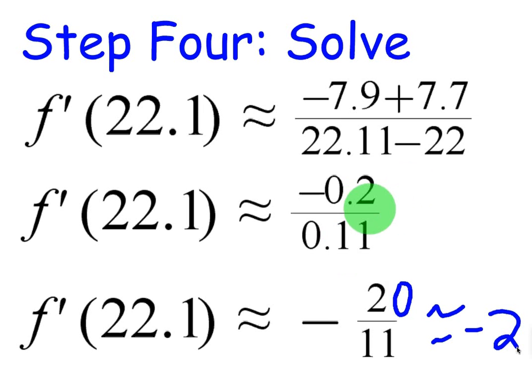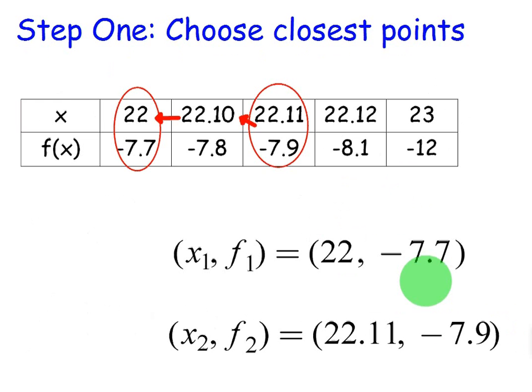Negative 20 over 11. So if we were looking at the slope of the tangent line for this chart, it would look something like this. Okay, you'd be going down 2 and over 1. All right, we're going to do one more example.